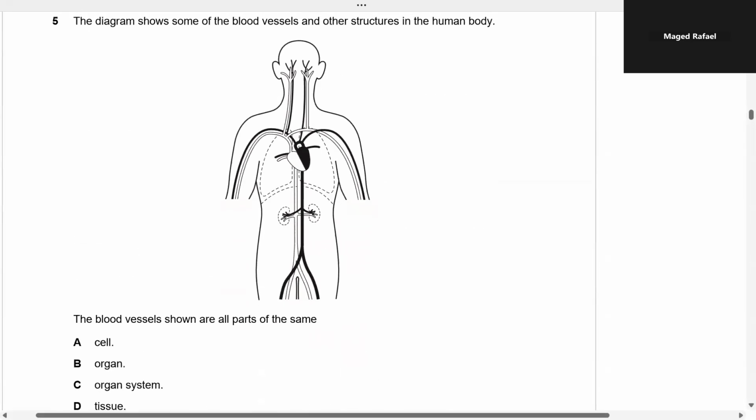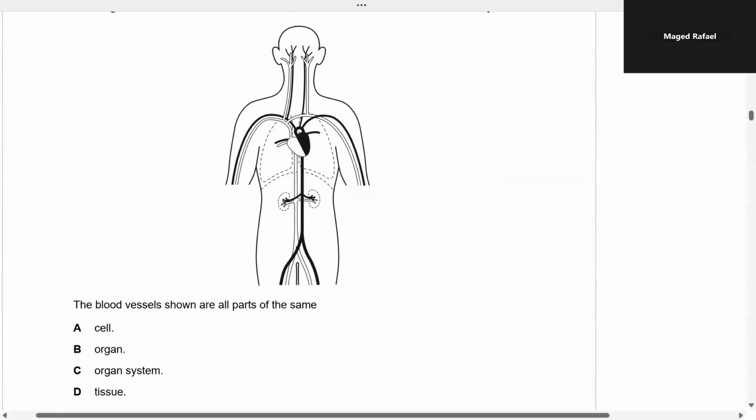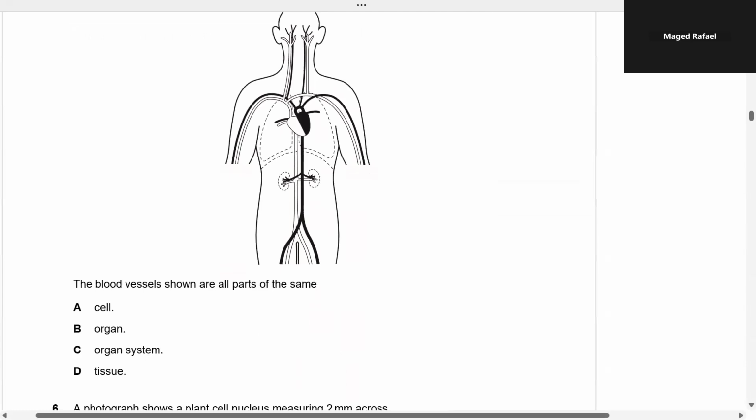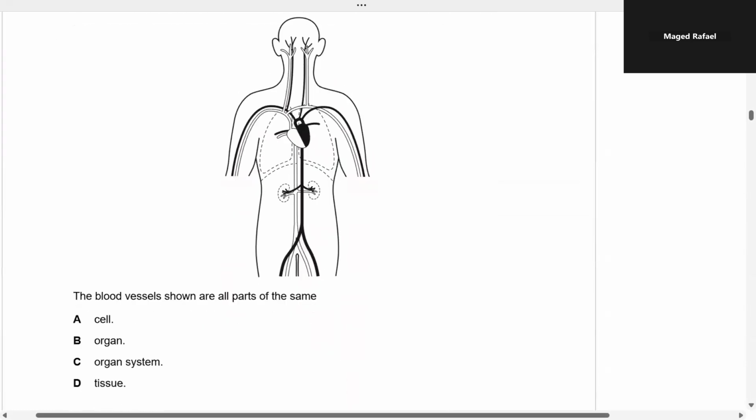Question 5. There is a diagram of blood vessels and other structures in the human body. The blood vessels shown are all parts of the same level of organization. The answer is organ system. So the answer is C.